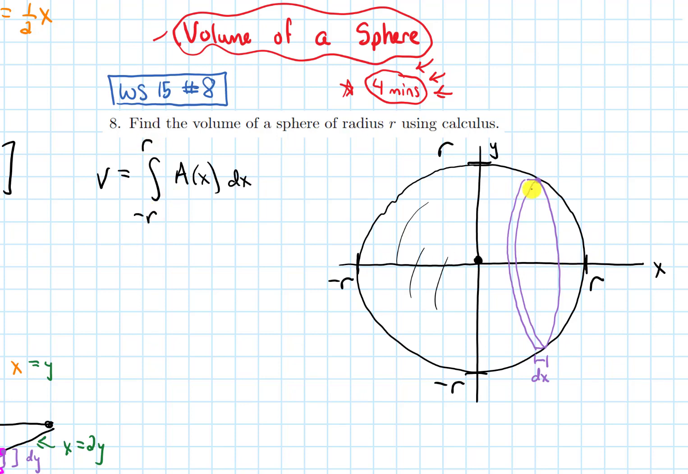Based on the symmetry of this picture, I can simplify it a little bit. I could just do the integral from 0 to r of my cross-section area dx, but then double it. By symmetry, I could find the volume of half of this region and then double it. This is a little nicer computationally because it's easier to plug 0 into something than to plug in negative r. But if you wanted to keep it negative r to positive r, there's nothing wrong with that.